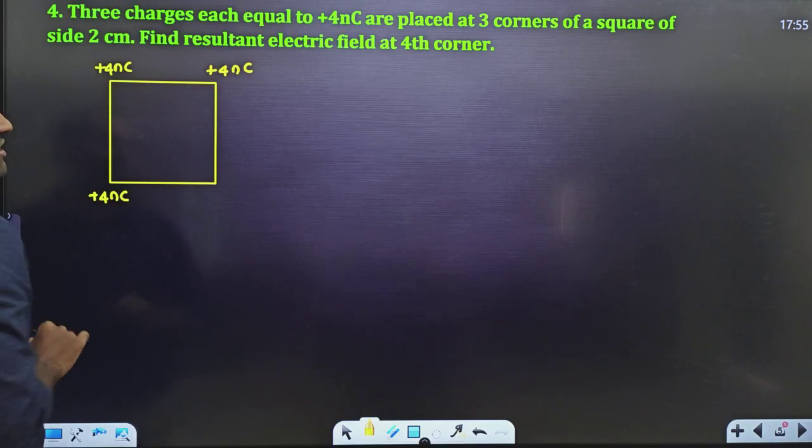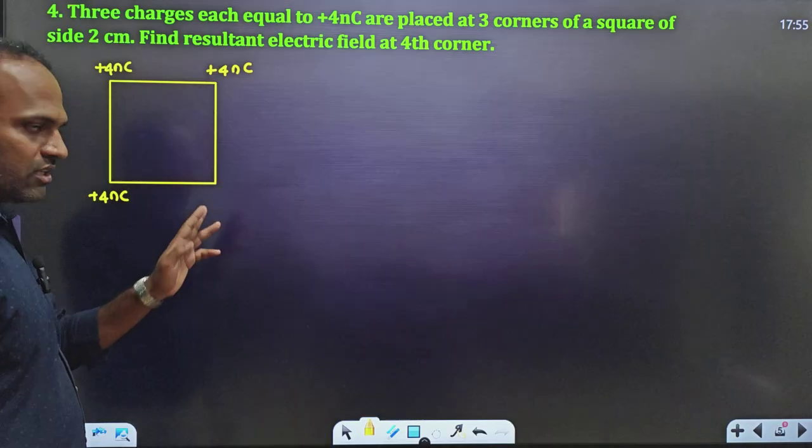So 3 charges are kept at 3 corners. If you want, you can take this charge here also, nothing to worry.